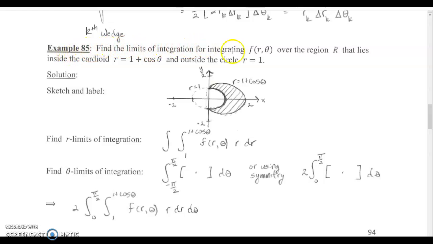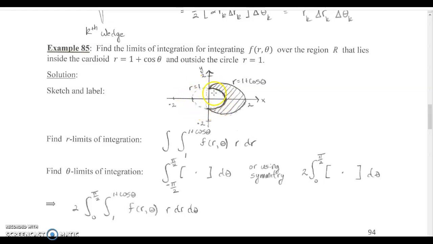Find the limits of integration for integrating f of r, theta over the region R that lies inside the cardioid r equals 1 plus cosine theta and outside the circle r equals 1. So first of all, the circle r equals 1, that would be x squared plus y squared equals 1, right? Or the square root of x squared plus y squared equals 1. Either way, the square root of x squared plus y squared is r, so r equals 1.